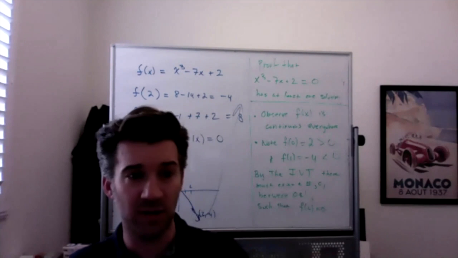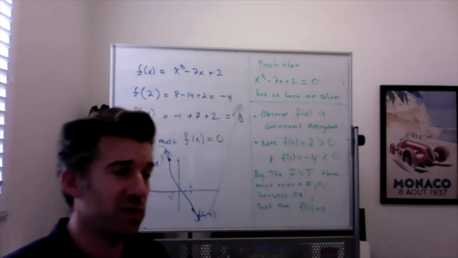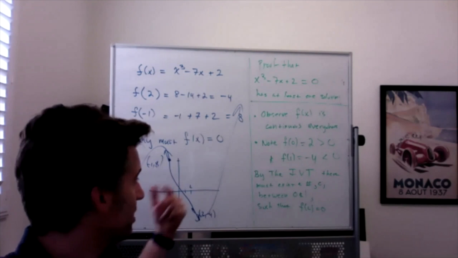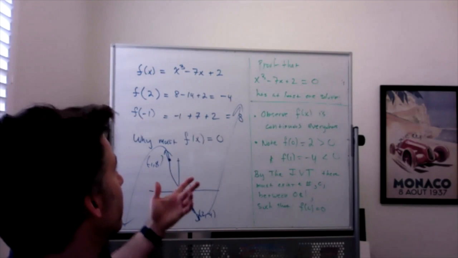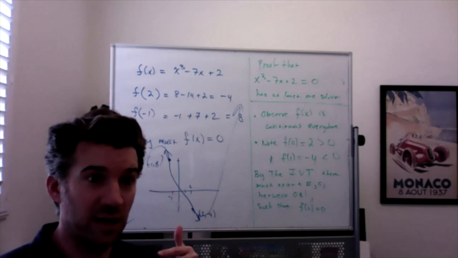But that's not what we're being asked to do here, right? We're just being asked to show that there is a solution. So I don't know what the solution is. I know it's about 0.289, but I know for sure it's between 0 and 1. Or I could have even said it's between -1 and 2. That would have also been a sufficient thing to say.